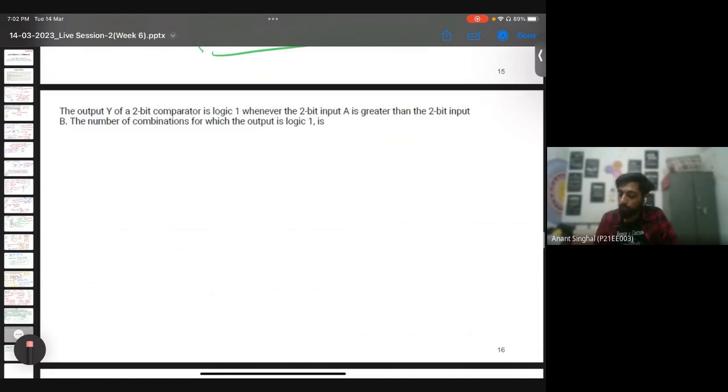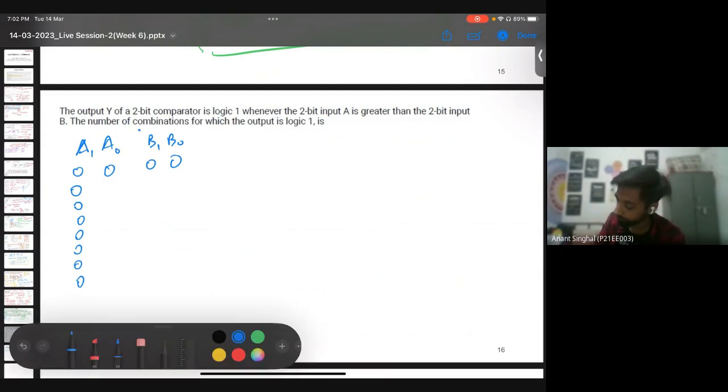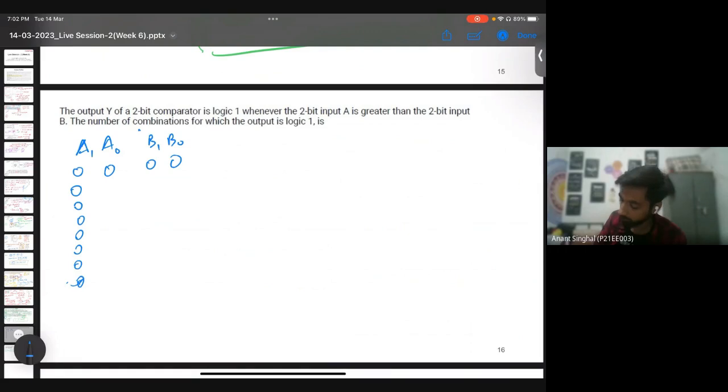Okay, so now we'll proceed to the next question, which says the output Y of a 2-bit comparator is logic 1 whenever the 2-bit input A is greater than the 2-bit input B. So with 2-bit inputs, we have a total of 16 cases, so let's make the columns A1 A0 and then B1 B0, and try to write all of them.